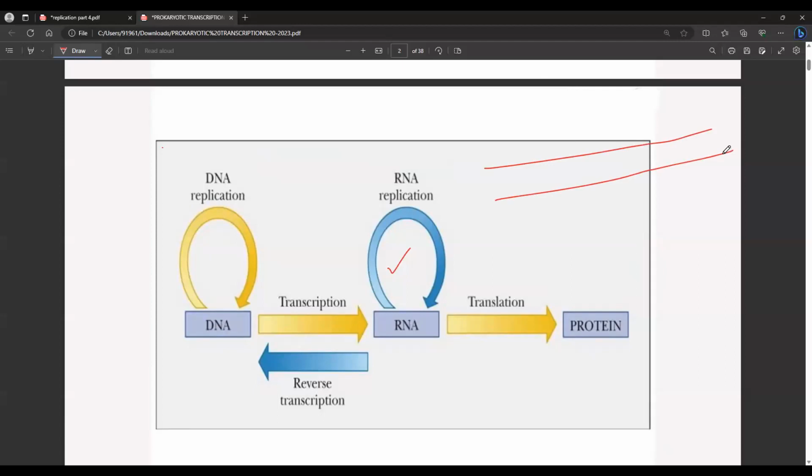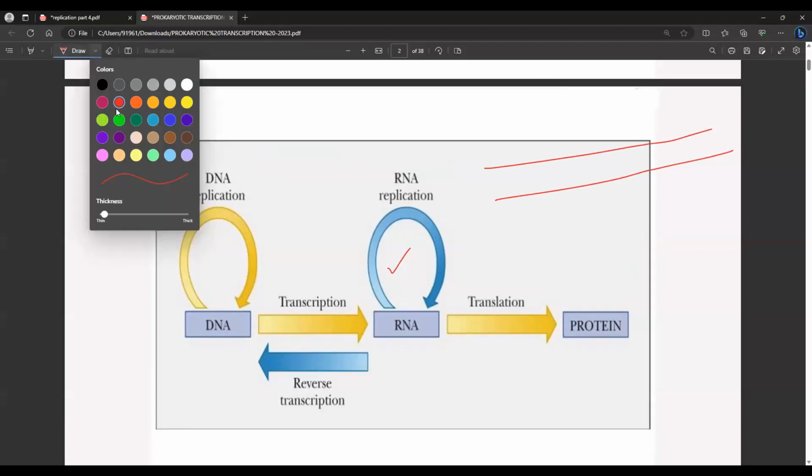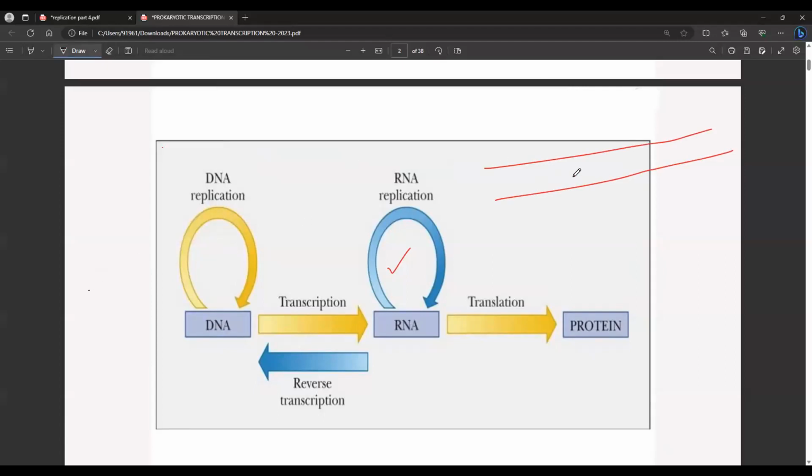Suppose this is a DNA molecule. So from the DNA molecule, especially from the template strand of the DNA, we just use a little bit of information. That's all. We use only a small part of the DNA. Now you can ask me, sir, DNA is very big.